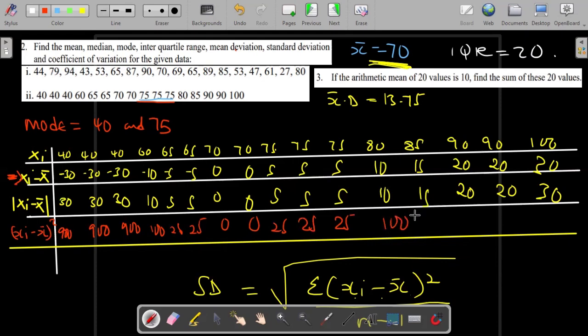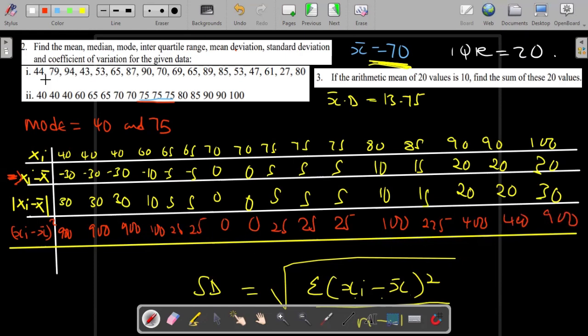And then here is going to be 100. What is 15 squared? So 15 squared is 225. And then 20 squared should be 400. Yeah, so 20 squared is 400. Even there to be 400. And then there to be 900.